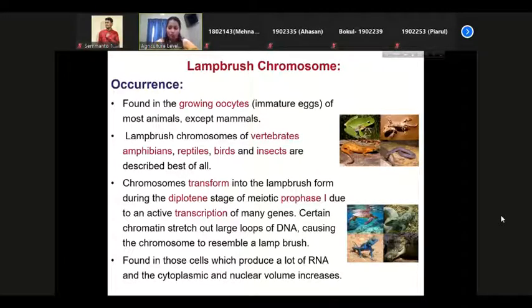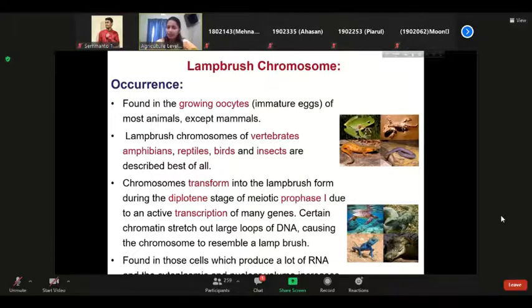Actually, during cell division, you know what happens during the diplotene stage of prophase 1? Chromosomes start to pair. During the S phase, that means the synthesis phase, the chromosomes are duplicated, and when cell division starts, during the diplotene stage, some segments of the DNA make loop shapes.